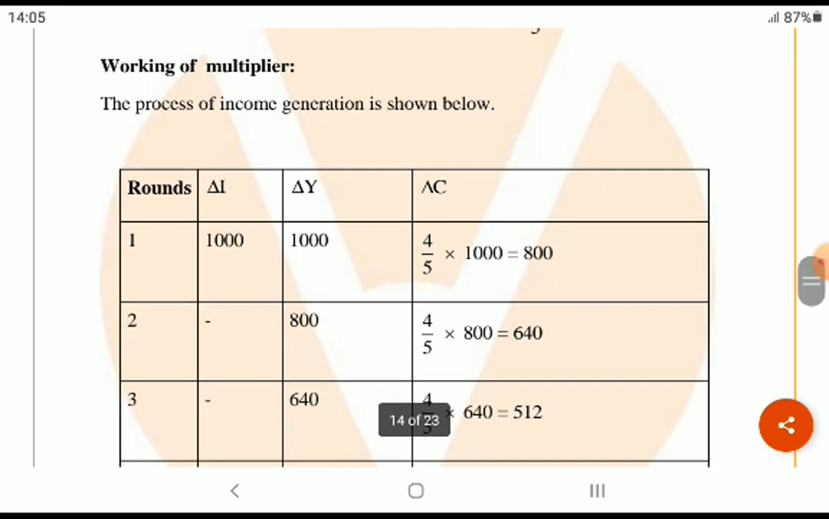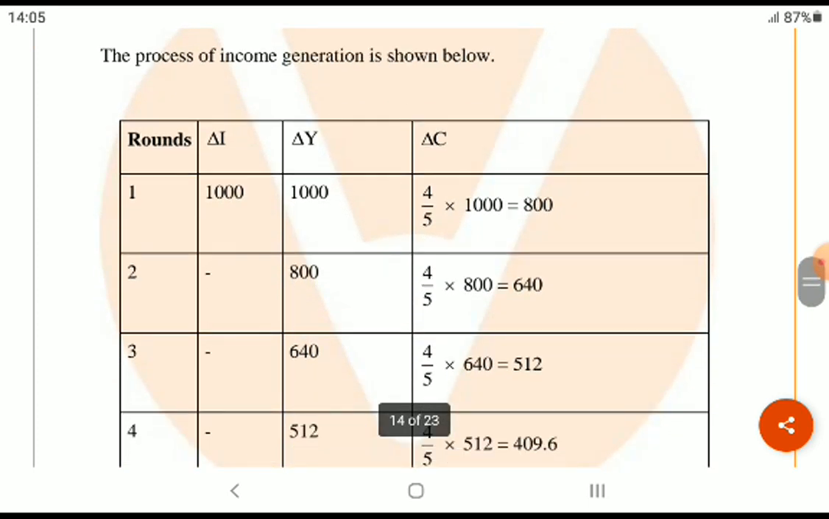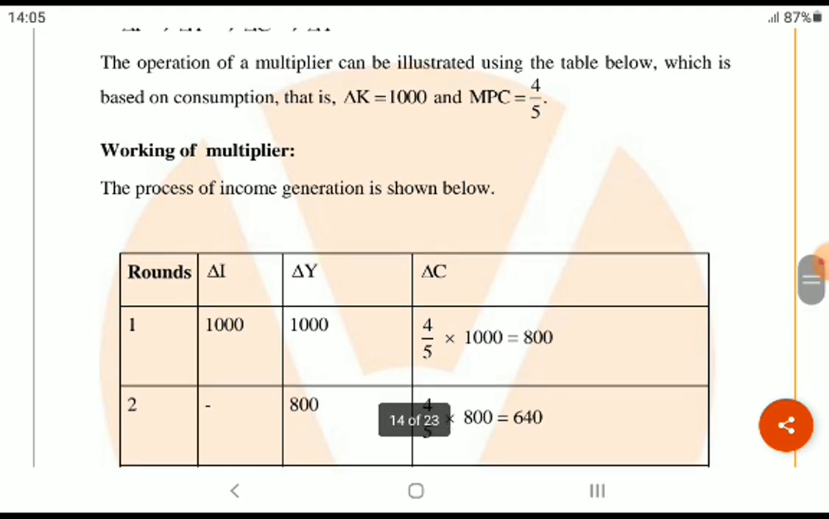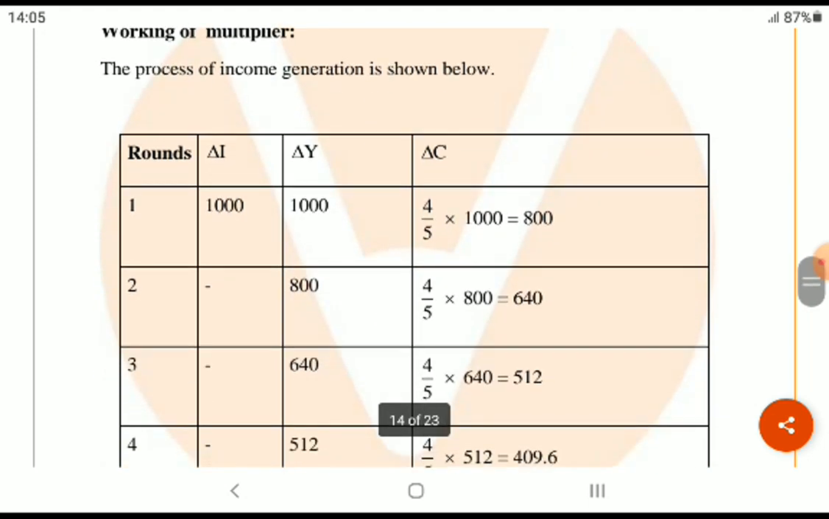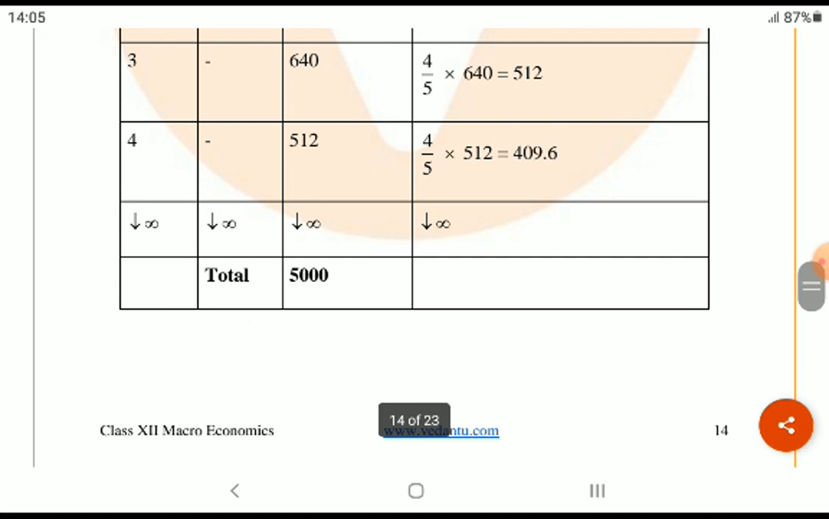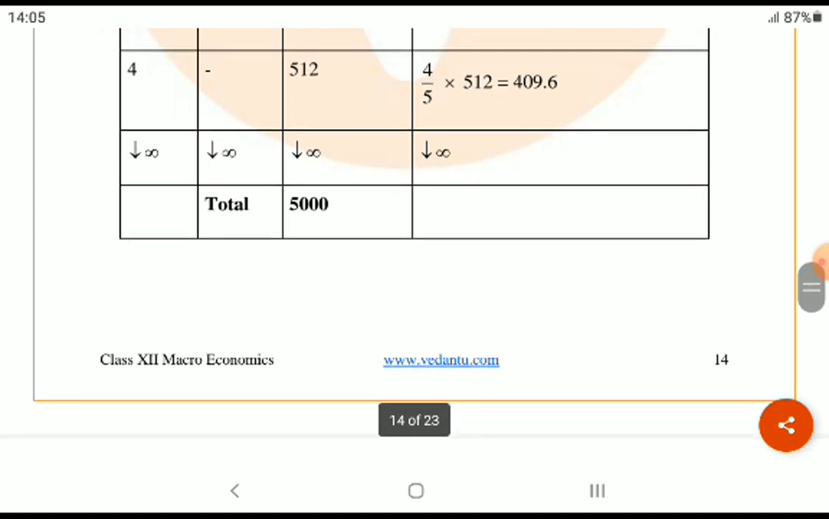Now the working of this multiplier: let us take delta I is equal to 1000. Here MPC is equal to 4 by 5. So 4 by 5 into 1000 is equal to 800. We will get 800. Now 4 by 5 into 800, we will get 640. 4 by 5 into 640, we will get 512. 4 by 5 into 512, we will get 409.6. Like that it will keep on going to infinity.